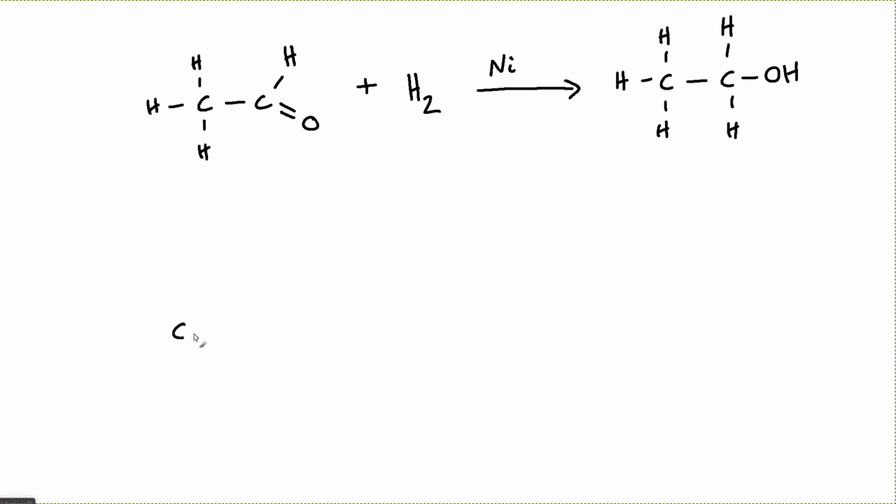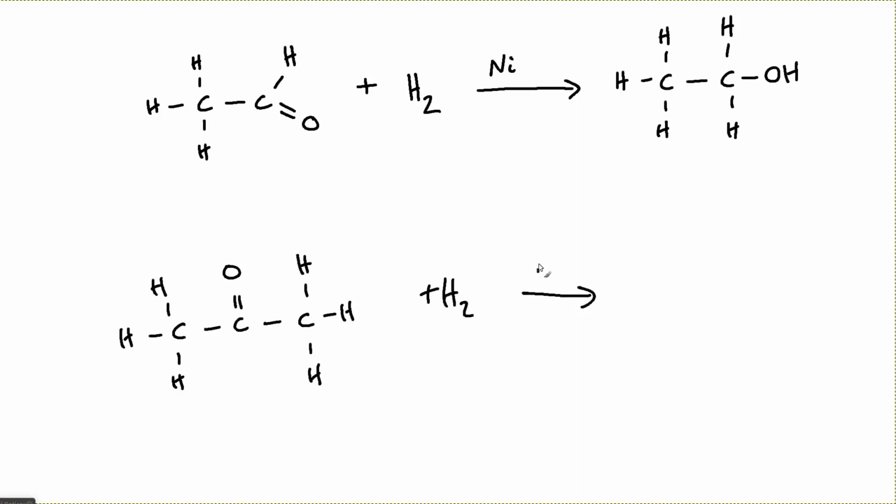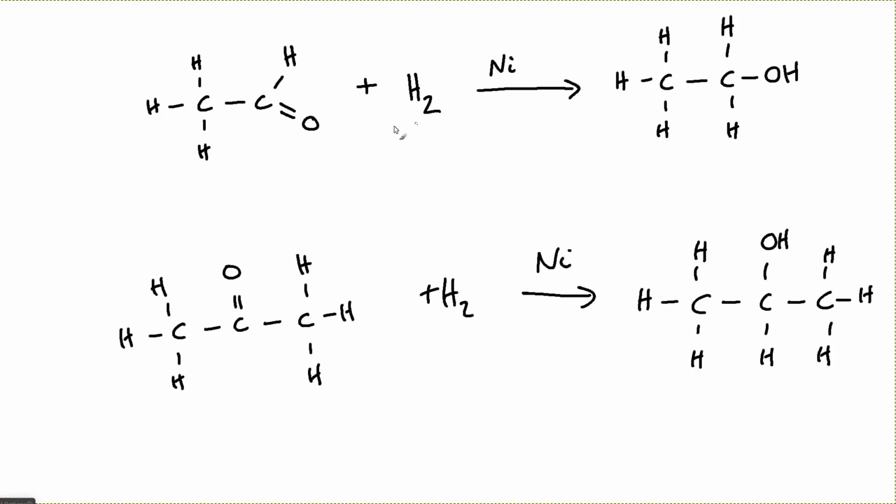If it was the ketone, so this was ethanal, we formed ethanol. If we had a ketone, so let's say we had propanone, again, we could add hydrogen across if we used a nickel catalyst, and what we would get in this instance is an alcohol, but this time we would get what we would call a secondary alcohol, because the OH is attached now to a carbon in the middle of the chain and not at the end of the chain as it would have been if we'd used the aldehyde. So here we formed a primary alcohol, here we formed a secondary alcohol. Ethanal has formed ethanol, propanone has formed propan-2-ol.